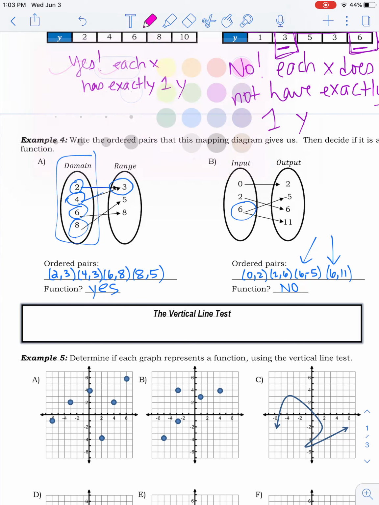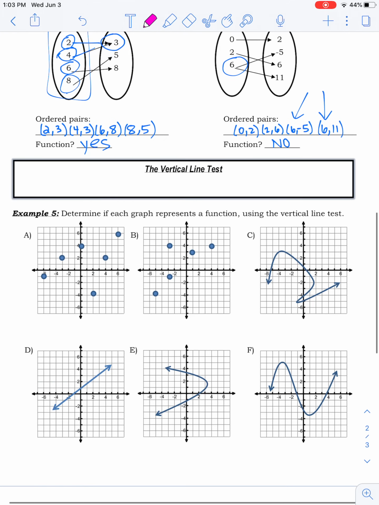All right, last topic for this lesson is the vertical line test. This is another way to check if a relation is a function, and it works anytime you're looking at a graph. So if you look at example 5, we are given 6 graphs. The first 2 look different from the last 4 because we see distinct points. When you have distinct points, that's called discrete. And in C, D, E, and F, where it's all connected, it's called continuous.